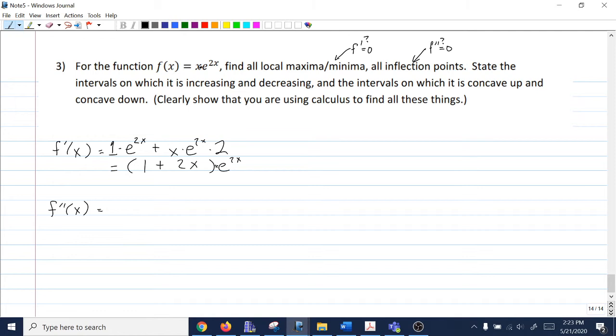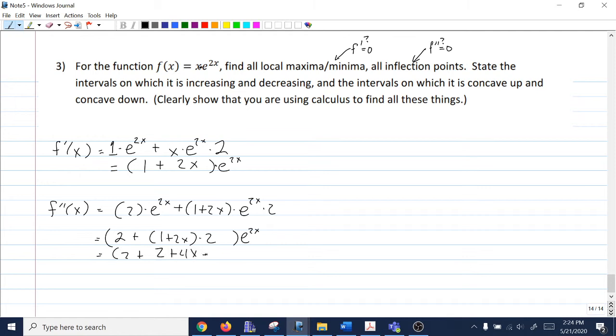Again, this is something times something, so again, the product rule. I can use this line or I can use this line, whichever one seems easier. I like the bottom one because then it's just one product rule. Derivative of the first, that's 2. Leave the second part alone, e to the 2x. Plus, leave the first part alone, 1 plus 2x. Derivative of the second, what's the derivative of e to the 2x? It's e to the 2x times 2. If I factor out that e to the 2x, I get 2 plus 1 plus 2x times 2. What is this going to be? That's 2 plus 4x, plus 2, so that's 4x plus 4, times e to the 2x.